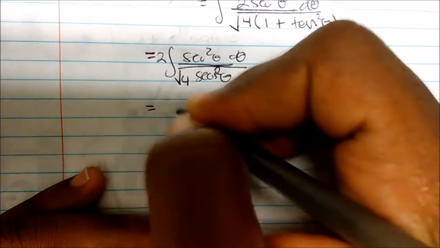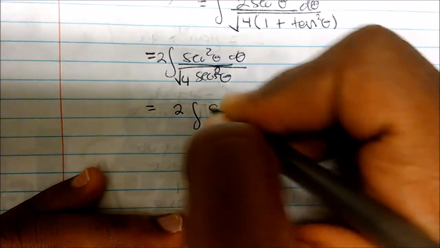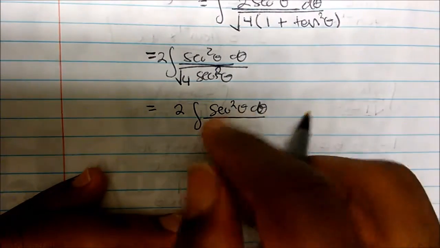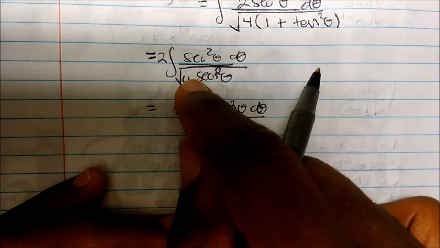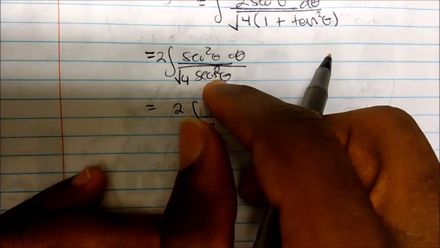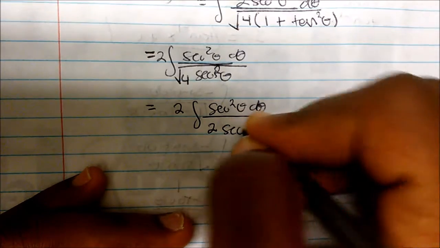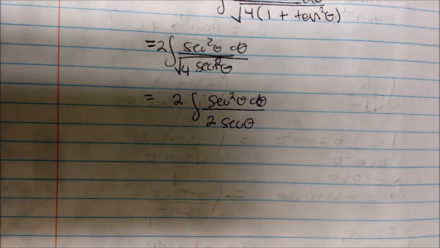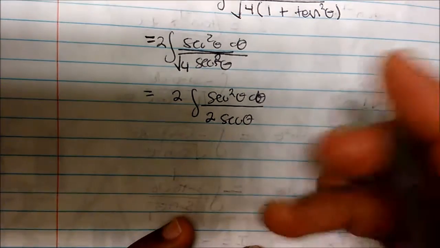And so if I look at this, this becomes 2 times the integral of secant squared of theta d theta. And we're going to divide that by, well, if I take the square root of 4, that becomes 2. If I take the square root of secant squared of theta, that becomes secant of theta. And so now we're in a solution like this.